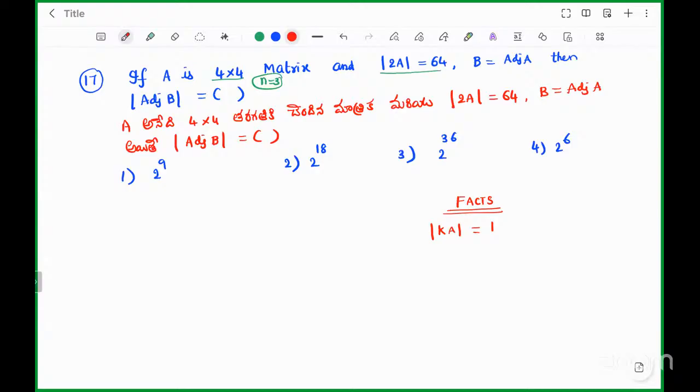So this is K to the power of n det A, where n is the order of the square matrix, and also B is adj A. That means we need to find det of adj A. So this is our aim. That is nothing but det A to the power of n minus 1 whole square. Okay, here, let us try to solve.